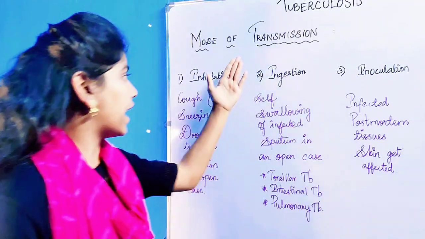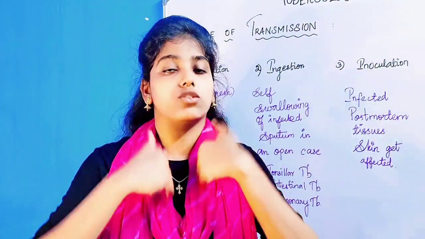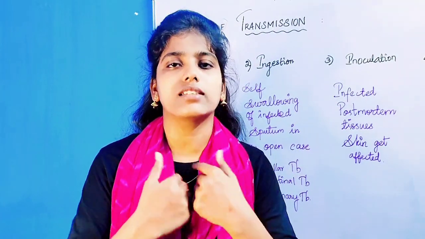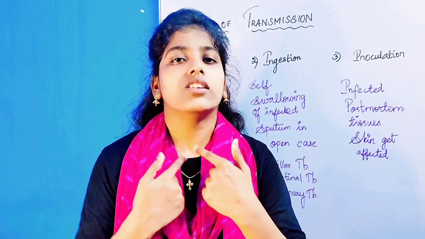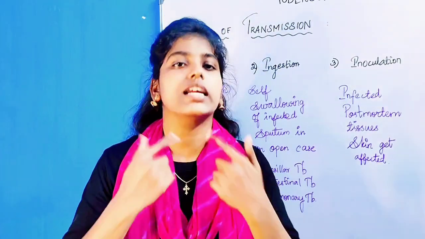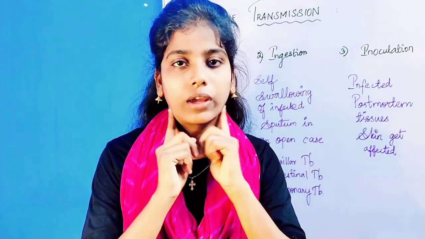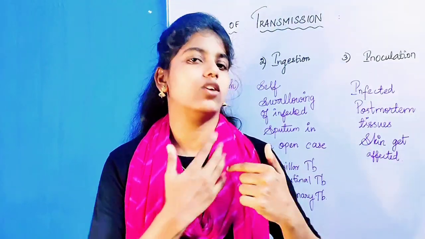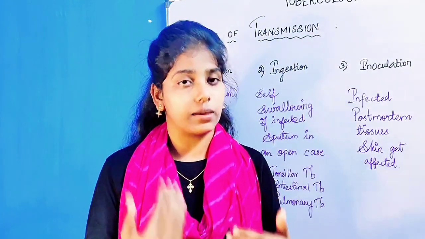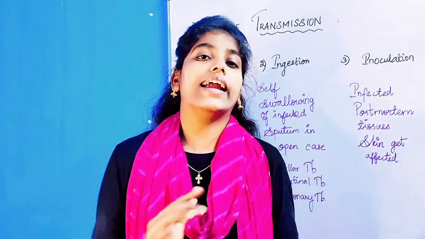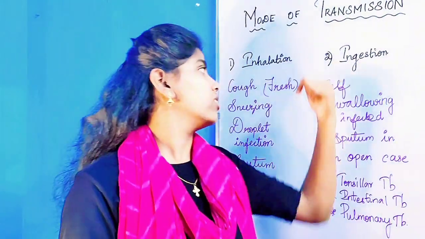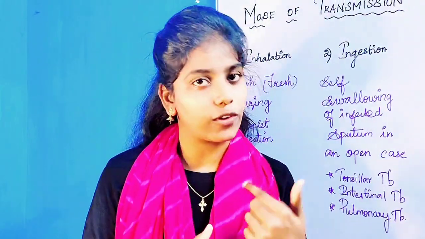The second one is ingestion. Ingestion means self-swallowing of the sputum, the infected sputum. When you swallow it, it passes through your esophagus and trachea. First it affects the tonsils, which are present here, causing tonsillar tuberculosis. Then slowly it enters and causes pulmonary tuberculosis. And in some cases, when it enters the intestine, it causes intestinal tuberculosis. These are all the major complications caused when tuberculosis is acquired by the mode of ingestion, that is, self-swallowing of the sputum.